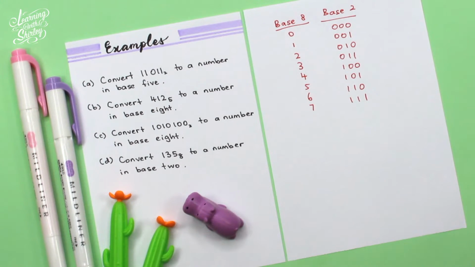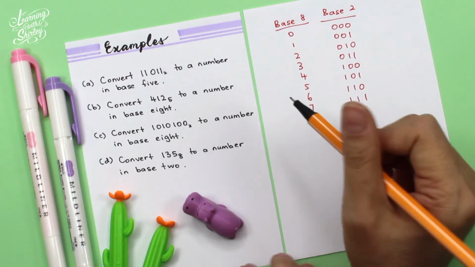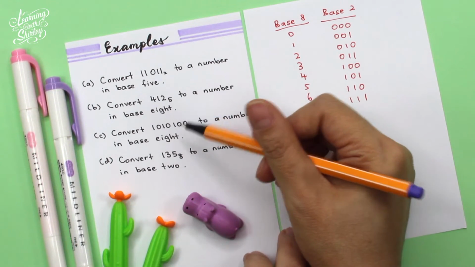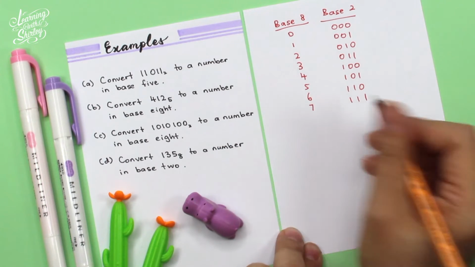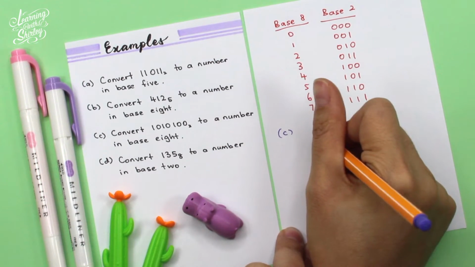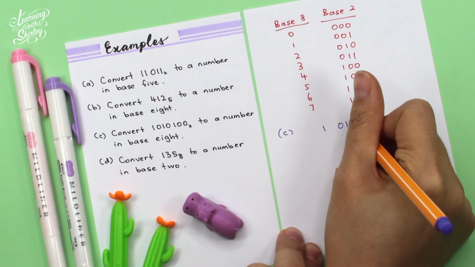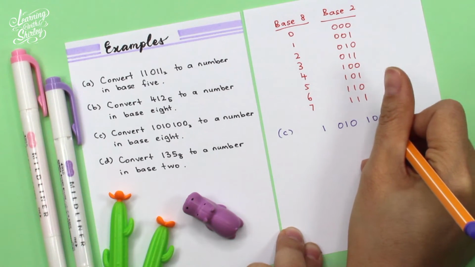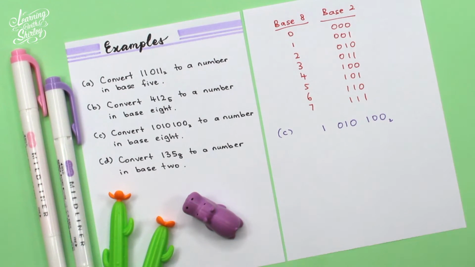Okay, so let's solve questions C and D. For C, convert 1010100 to a number in base 8. So for C it'll be 1010100. Okay, this is in base 2.